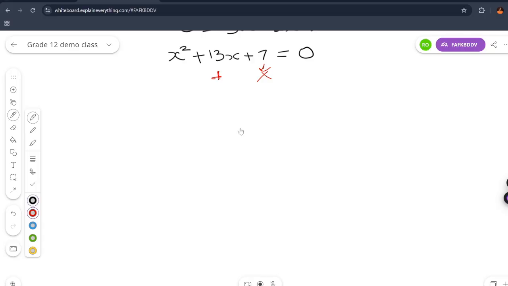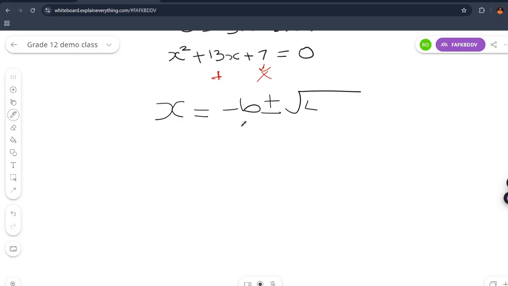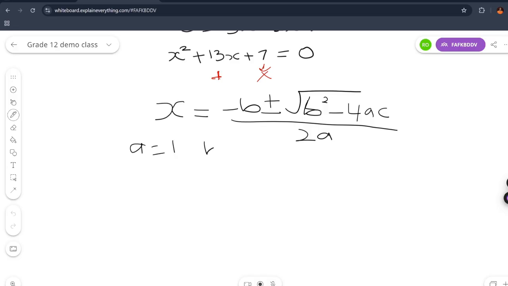Now, what is the quadratic formula? x equals minus b, plus or minus the square root of b squared minus 4ac, all over 2a. So from this equation, what is a? a is 1, b is what? 13, and c is what? 7.